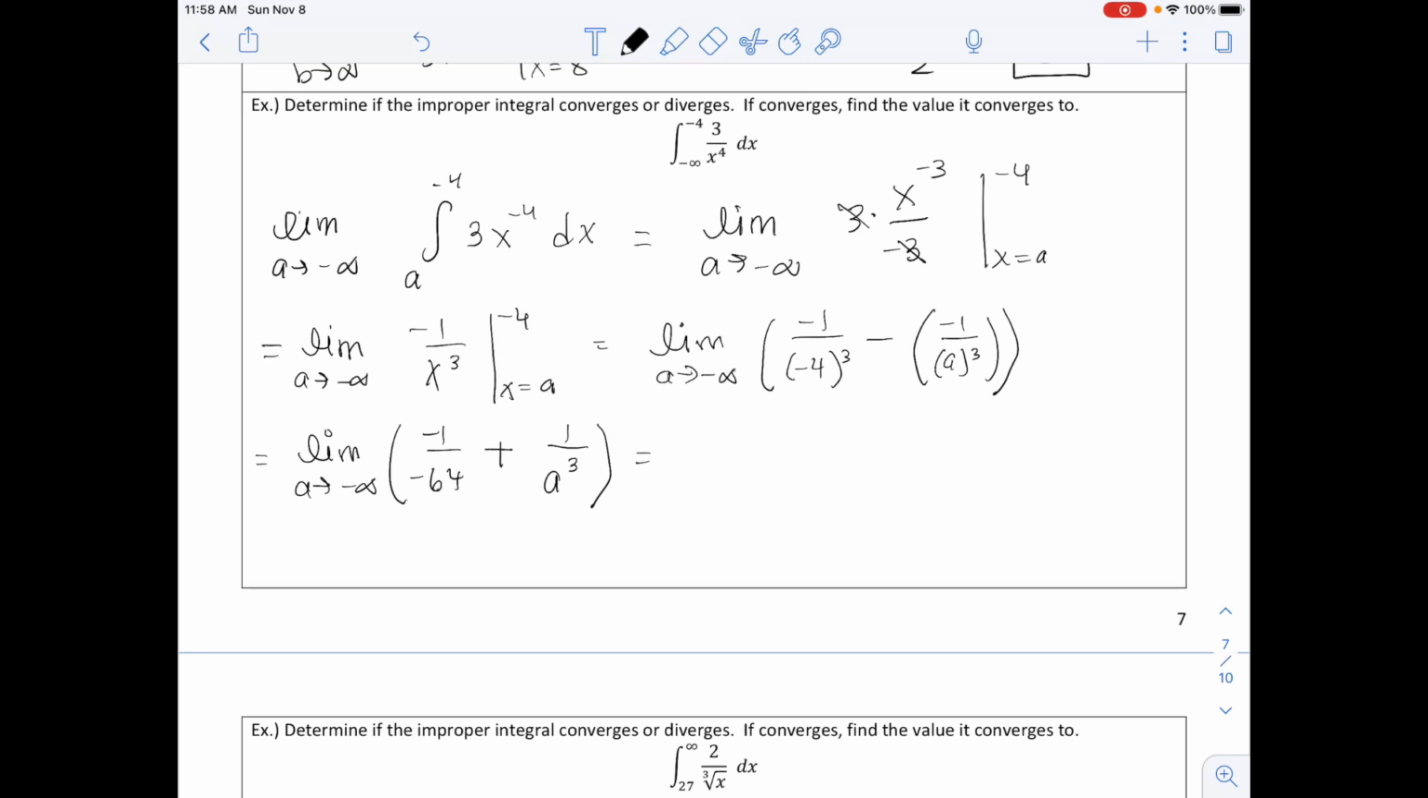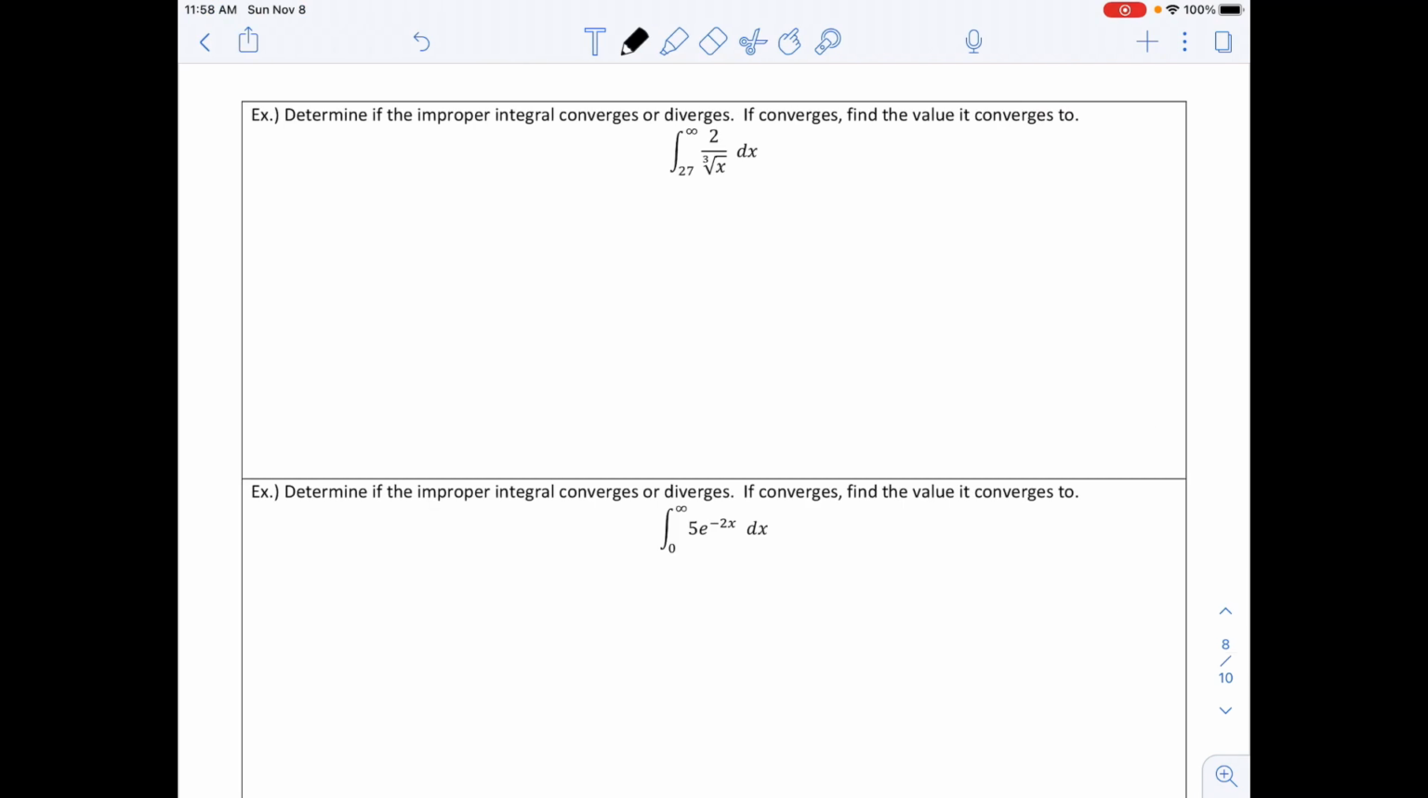And so from here, I get the first term is just a constant, and so that would just stay positive 1 over positive 64 when those negatives cancel. And then taking the limit of that second term, that is going to go off to 0, just like what we did before back in the very beginning of the semester. And so from here, we end up with 1 over 64. And so this also converges.